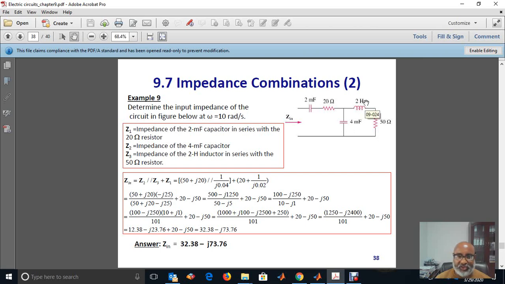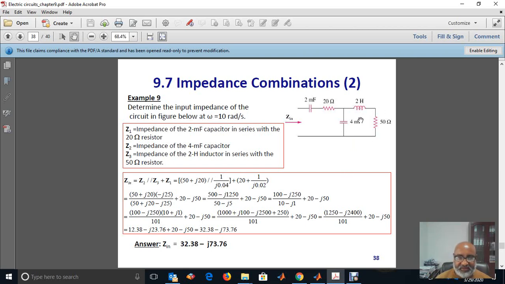So the 2 H becomes j omega L. Omega is 10, so it will be j20. j20 will be the impedance of this one. And this one is 1 over j omega C. Omega is 10, and this is 4 milli. Remember, it's 4 milli. It will be 1 over j0.04.